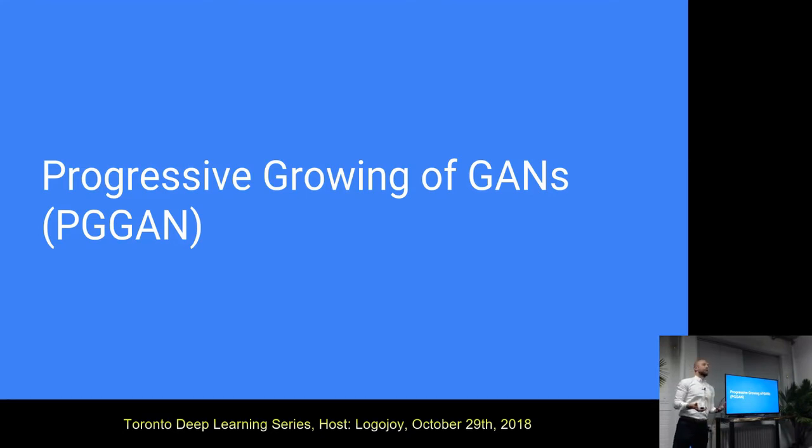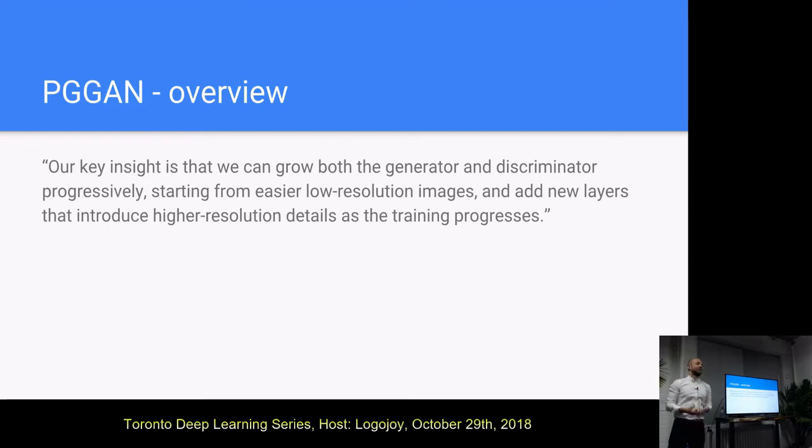This is how they introduced the progressive growing of GANs model. It's meant to tackle all of these challenges. The authors say that their key insight is that we can grow both the generator and discriminator progressively, starting from easier, low resolution, and add new layers that introduce higher resolution details as the training progresses. So immediately you can see how that addresses that first big challenge that they identified, where in low resolution training, the generator and the real data distributions are closer together. And as you get training signals to the generator and the generator improves, you add more, and then you can up the resolution this way.